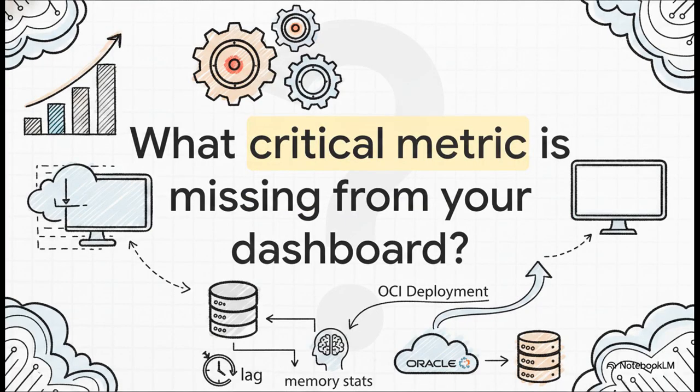Which brings us to the end of our explainer. Before we wrap up, I want to leave you with a provocative question to consider regarding your own environments. Really think about this. What critical database metric is missing from your dashboard today? Think about your observability blind spots. Are you missing a highly specific Data Guard lag, or maybe some granular memory stats? By leveraging this architecture and the flexible deployment options in OCI, you can finally bridge that gap.